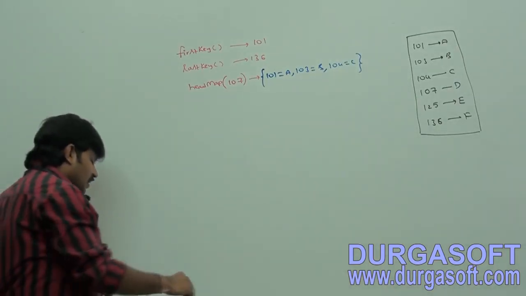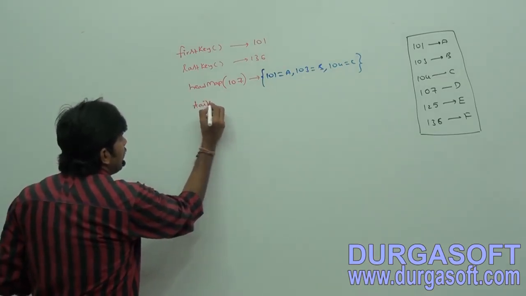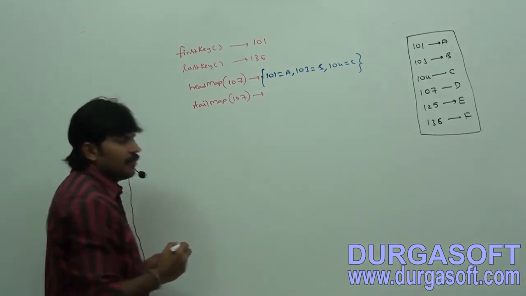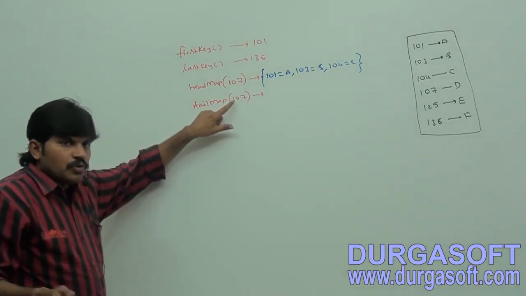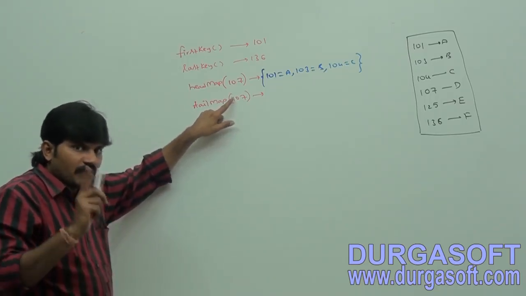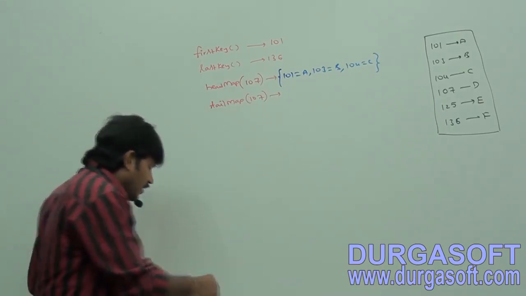Similarly, if the head map is possible, then tail map of 107. Have you observed? It returns a sorted map whose keys are greater than or equal to 107. End conditions greater than or equal to 107. Can you tell what the answer is now?